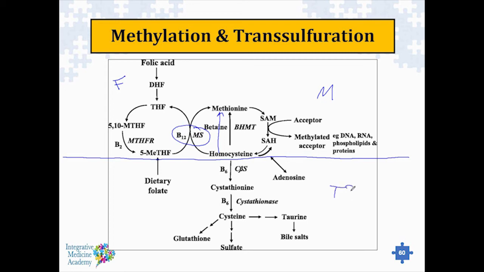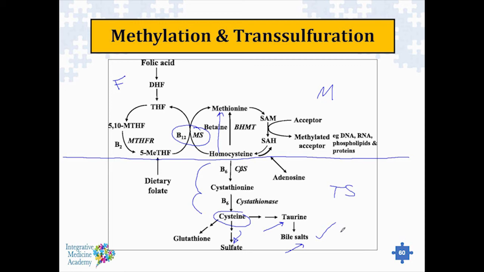Below the line is our transsulfuration pathway. And we know as we move down from one step to the next, we ultimately arrive at the level of cysteine. Now, cysteine can support sulfation for liver detoxification. It can support taurine and eventual bile salt formation. Bile salts are important for digestive health.